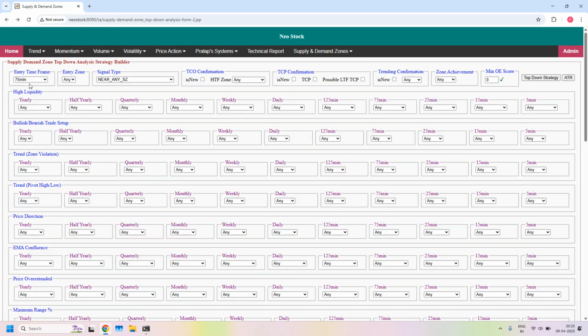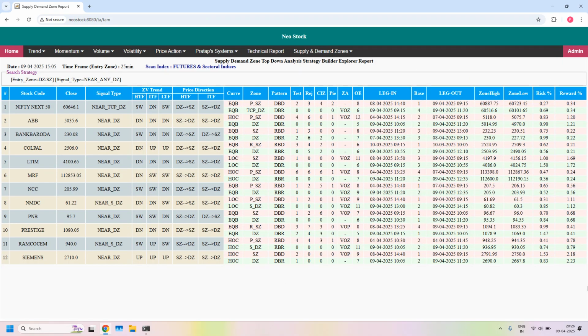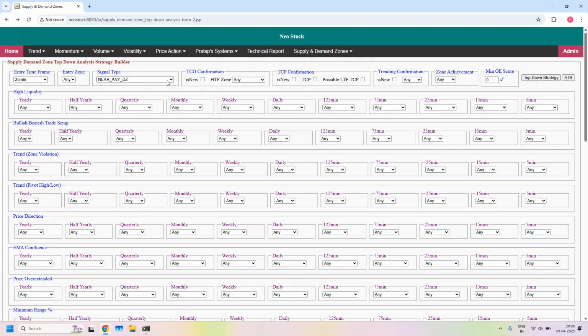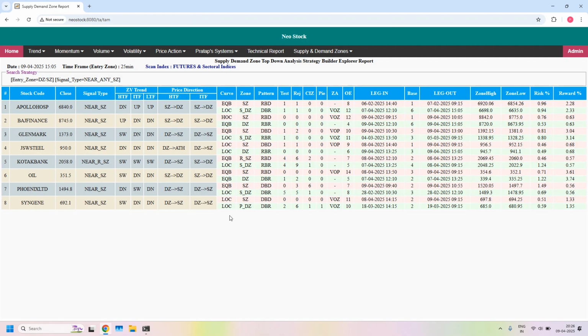Next time frame is 25 minutes. Stocks near 25 minutes demand zone. We got 12 stocks. Next, stocks near 25 minutes supply zone. We got 8 stocks.